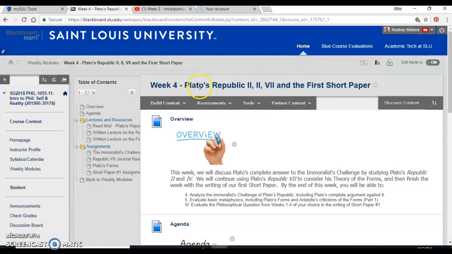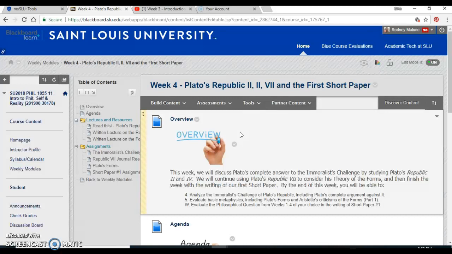This week we are continuing with Plato's Republic for the last week, and we will write our first short paper. This serves as the halfway point of the semester, and hopefully you have a good sense of what the course is like, and hopefully you felt successful, and hopefully you felt challenged.